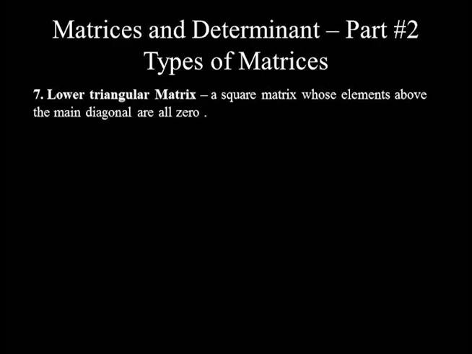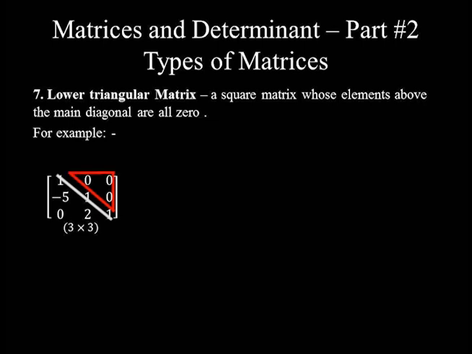The other type of matrix is a lower triangular matrix. It's a square matrix whose elements above the main diagonal are all zeros. For example, let's analyze this 3 by 3 matrix. Elements on the main diagonal are ones. Our center of attention on such kind of matrix is elements above the main diagonal. We have these 3 elements above the main diagonal and all are 0. This matrix is a lower triangular matrix.